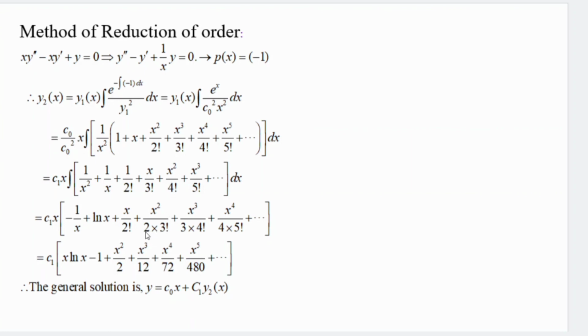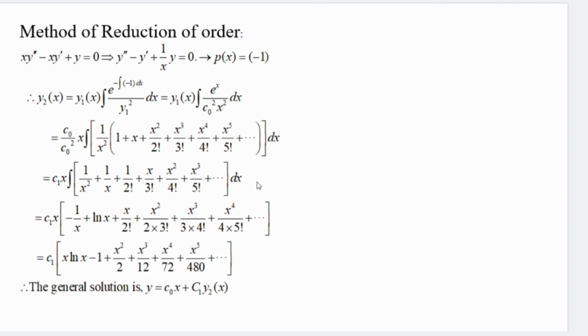factorial 4 times 3, and so on. That means finally we get c1, so we multiply by x, then we get c1 into this. That means our general solution is y equal to c0 x, that means y1, plus c1 y2, where y2 is this. So in this case we cannot apply the Frobenius method, we have to use reduction of order to get the second series solution.